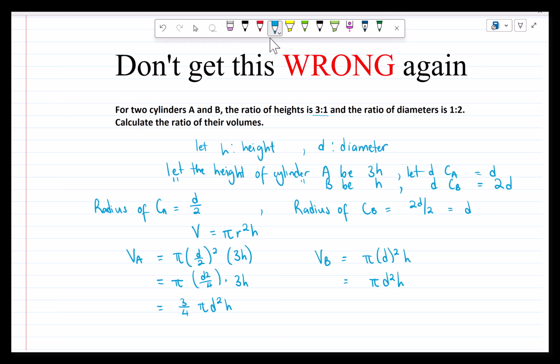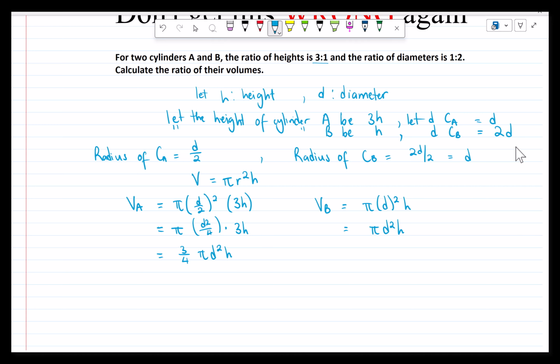Now we want to find the ratio of their volumes. So if we look at the two volumes that we get, we have 3/4 pi d²h and pi d²h, and this is what we are going to compare. Taking the constant before the pi d²h, we have 3/4 is to 1, because this pi d²h is the same as this pi d²h. So the coefficients are 3/4 and 1. Hence we have 3/4 is to 1. Now we can rewrite this as 3:4. So this is the ratio of their volumes, 3:4.